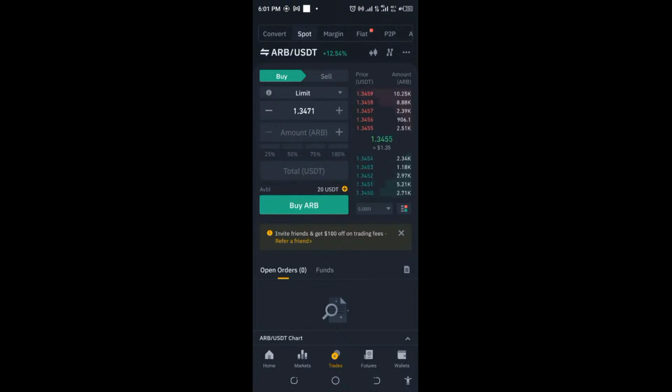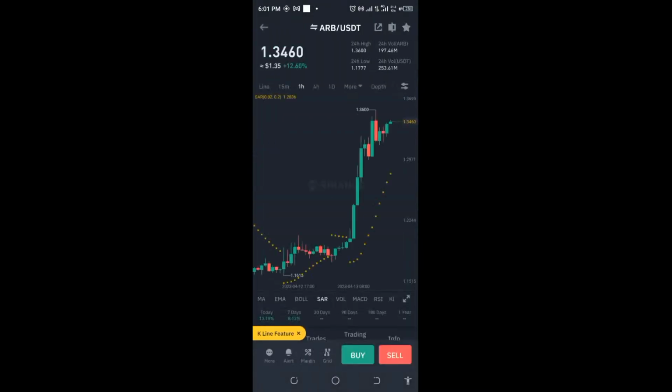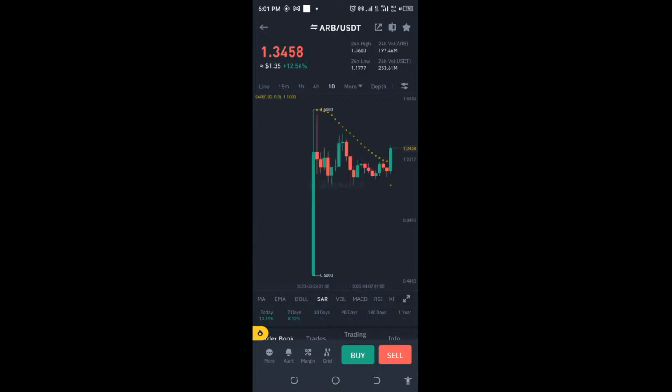We are going to be using ARB-USDT. All right, let's go to the charts and see what we have. Now, ARB was listed a couple of days ago, and it's still in the new listing segment. So let me go to the 1-day chart. You can see how it pumped so high when it was listed. Wow. It was really a good one. Anyways, let's see how it is for today.